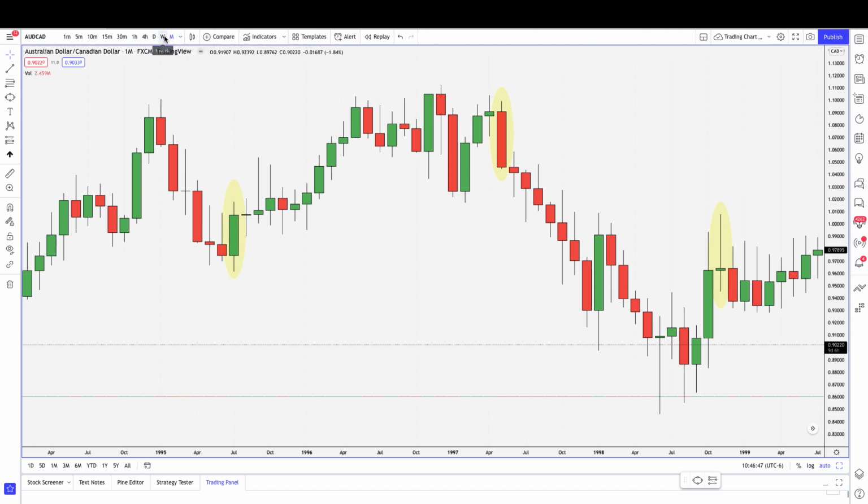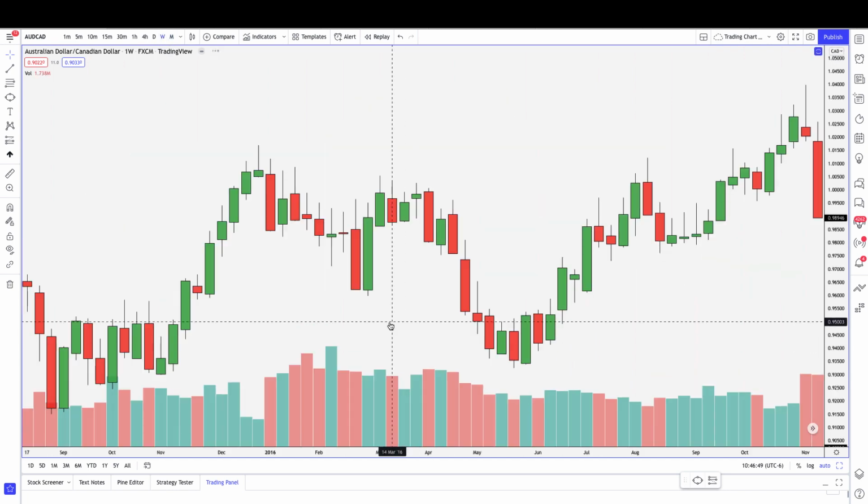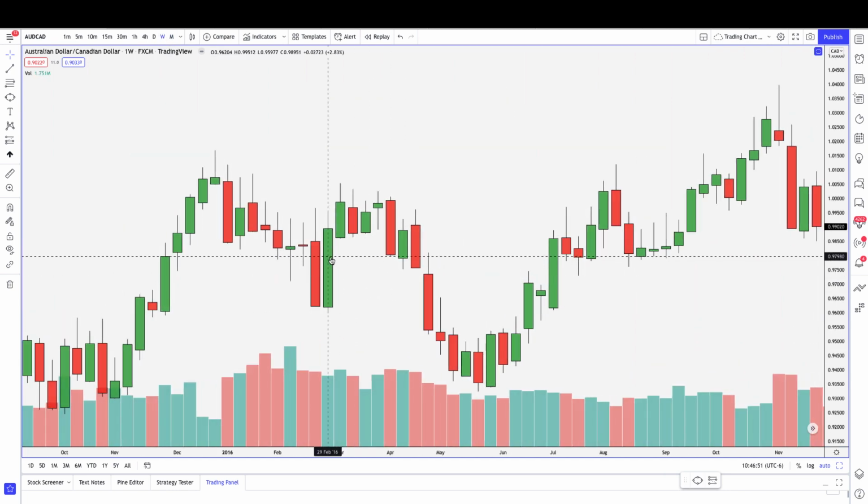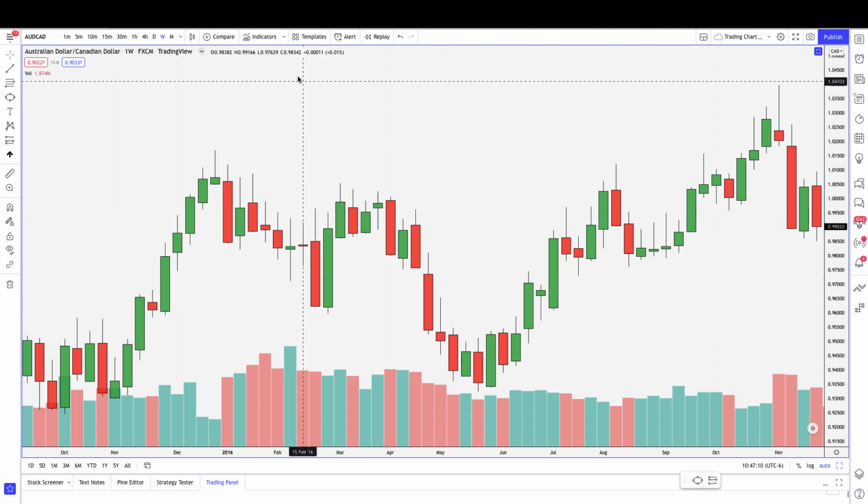So next we will go into the weekly. Here are weekly candlesticks. Every single one of these candlesticks means a week. So this is a weekly candlestick. This was February 29th, the week of February 29th. This is the following week's candlestick in March 7th. And then this is the following candlestick, and so on and so forth.